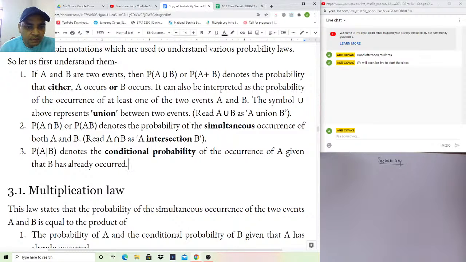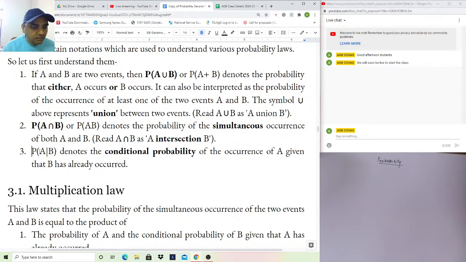So we have learnt about three things. One is A union B, another is A intersection B, and the third one is P(A/B). This is the conditional probability, this is the simultaneous occurrence, and this is the either occurrence. These are the three things we should understand before we go to the laws of probability.